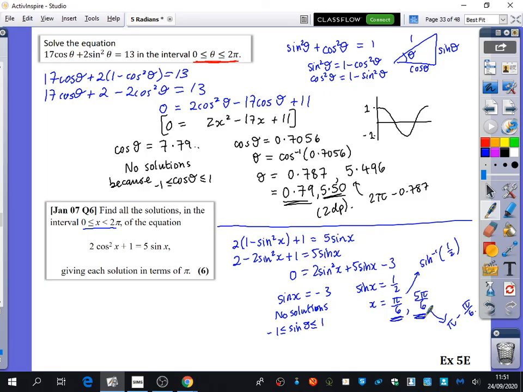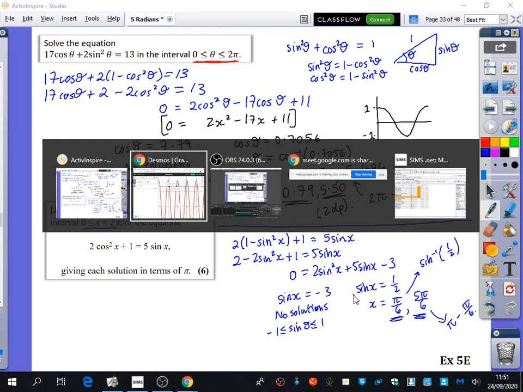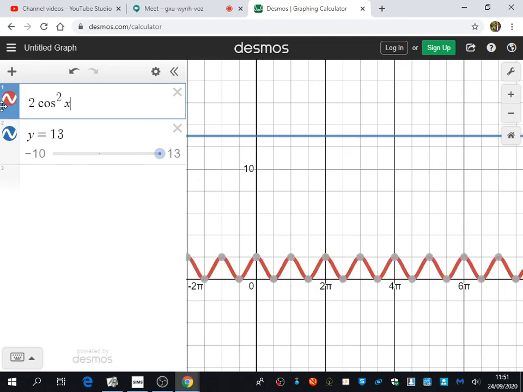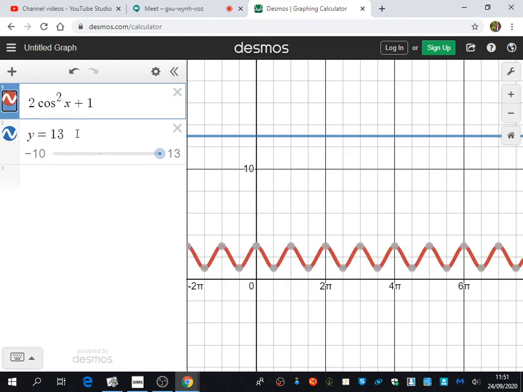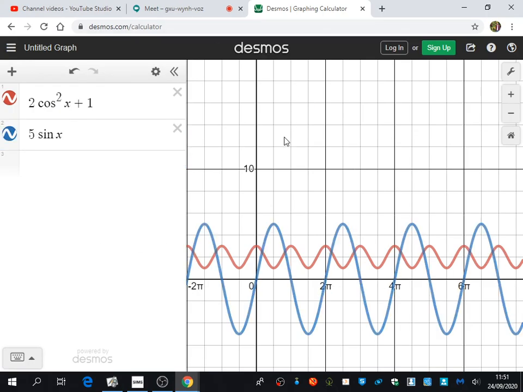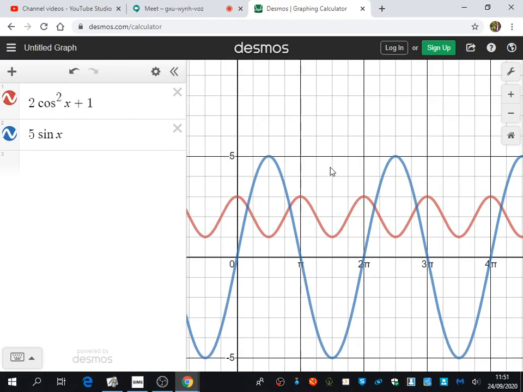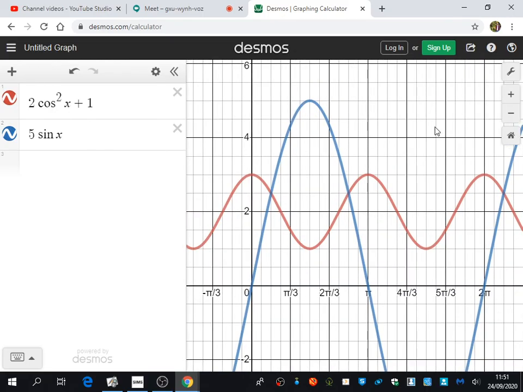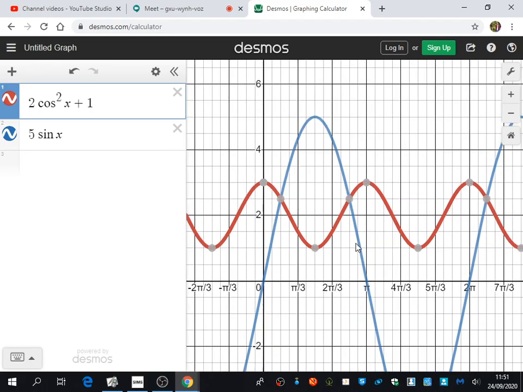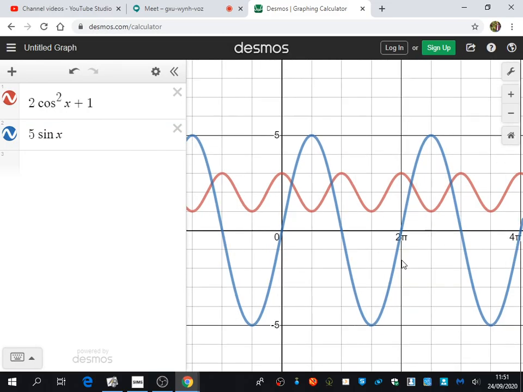I am going to put it on Desmos just to show you what this looks like visually, that it's only going to be crossing in those two places. So that's 2 cos squared x plus 1. And then the other one was just 5 sine x. So this time it's where do these two graphs cross each other in this region between 0 and 2 pi. So they crossed here at pi over 6 and here at 5 pi over 6. They don't cross anywhere else. That's actually what we did when we were solving this equation here.